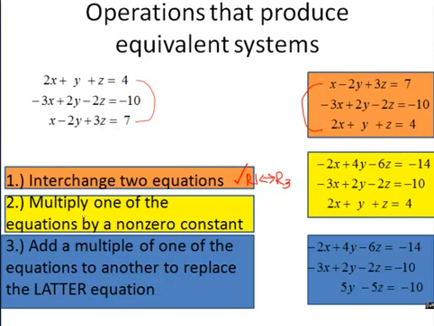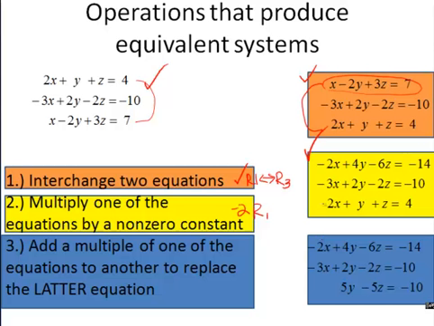You could also multiply one of the equations by a non-zero constant. So for example, I could take row 1 and I could multiply it by negative 2. So I took this row 1 and I multiplied it by negative 2 here, and you can see the result. This is the same as this. We haven't changed the system at all.